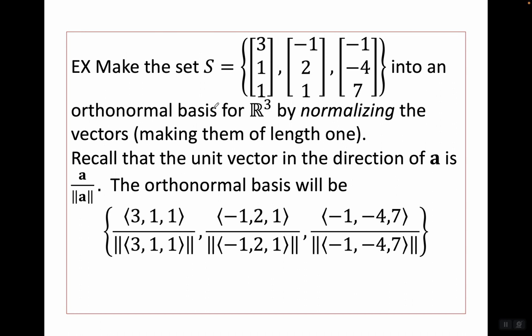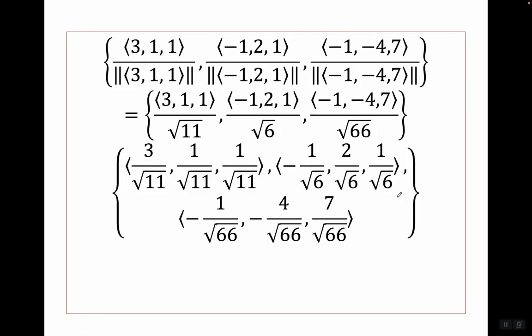Well, recall that the unit vector in the direction of A is A divided by the length of A. So the orthonormal basis is going to be (3, 1, 1) divided by its length, (-1, 2, 1) divided by its length, and (-1, -4, 7) divided by its length. The lengths are going to be root 11, root 6, and root 66. Get your kicks on root 66. So we've got (3/root 11, 1/root 11, 1/root 11), (-1/root 6, 2/root 6, 1/root 6), (-1/root 66, -4/root 66, 7/root 66).